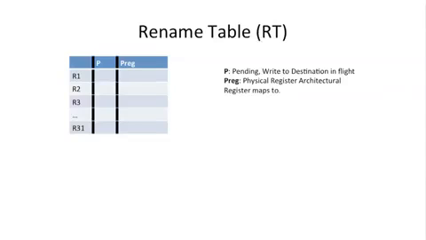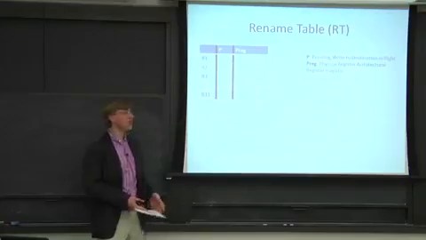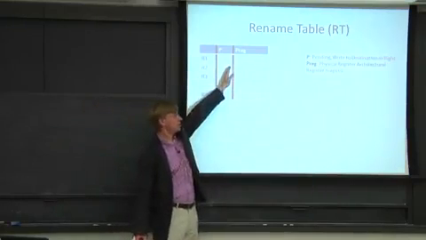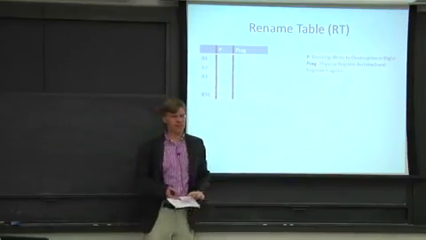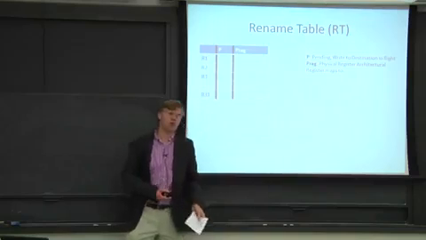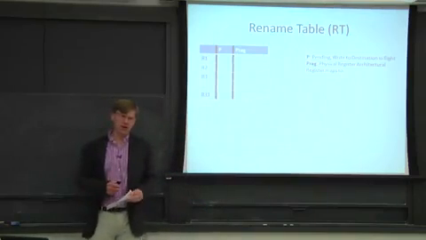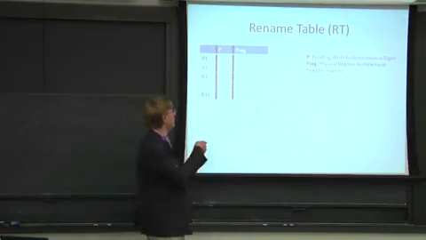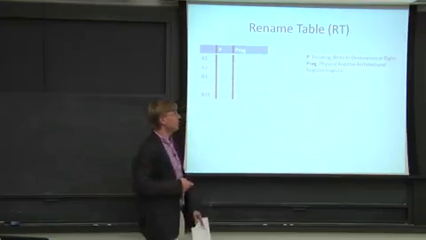OK, a quick picture here of the rename table, the renaming table. This is indexed by register. P tells us whether we have a write in flight. So it knows that that value is not in the architectural register file. And preg here just tells us where in the physical register file to go find the value.